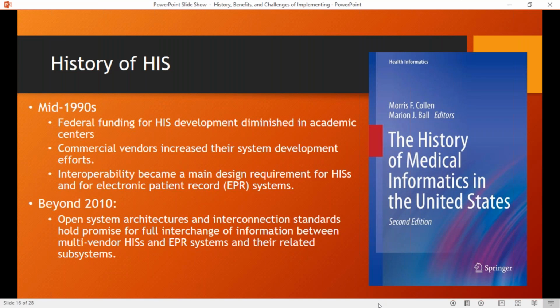Okay, by the mid-1990s, the federal funding, meaning the funding from the US government, diminished. But at the same time, the commercial vendors upped their game and developed more commercial systems that they were selling to the hospitals this time. One of the key things that had to be set in place for these software packages by the vendors is that they have to be compatible with different operations. This interoperability became a main design requirement for HIS.